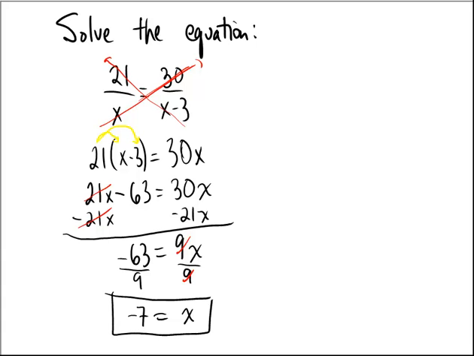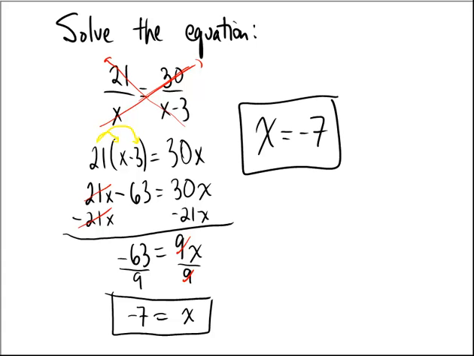So the final answer to the problem, if we write it in a more polite form, would be x is equal to negative 7. You can check this number as an answer by replacing it into the initial equation.